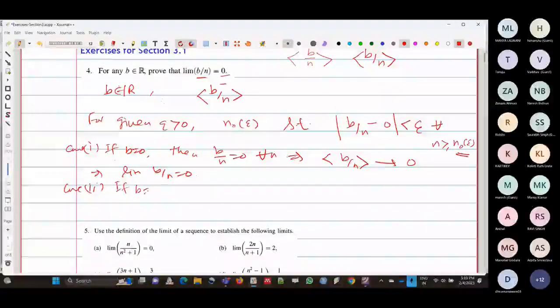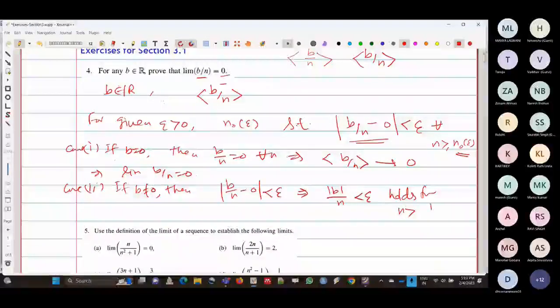case 2: if b is not equal to 0, then b may be positive or b may be negative. All right, so in that case, to show |b/n - 0| less than epsilon, this implies that the absolute value of b upon n is less than epsilon, and this holds when n is greater than the absolute value of b upon epsilon. So if we take n greater than the absolute value of b upon epsilon, then this will be less than epsilon. This means by the definition of limit, the limit equals 0. I hope it is clear to you now.